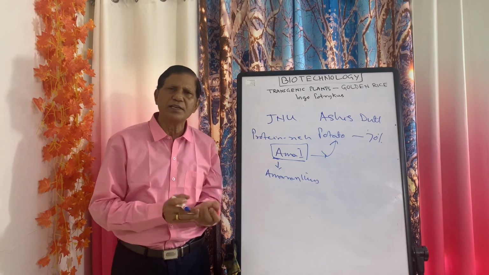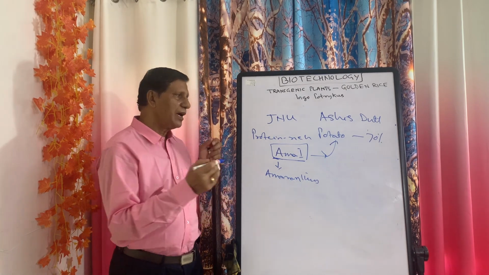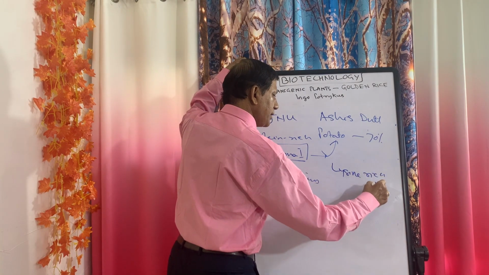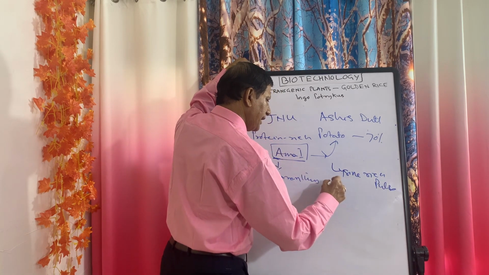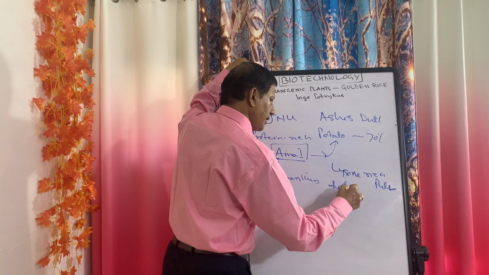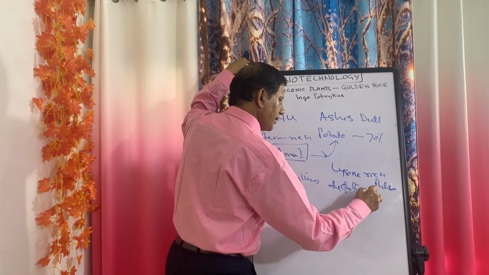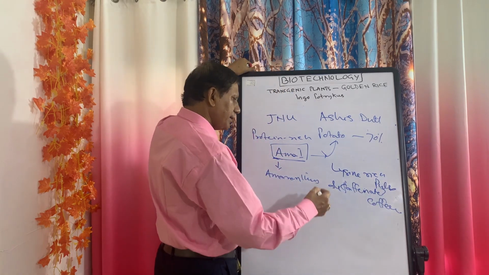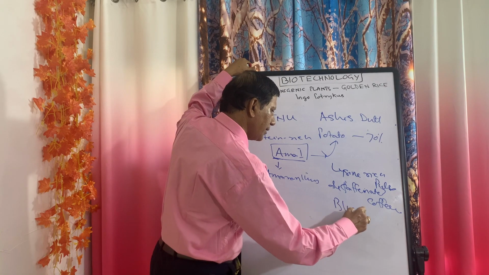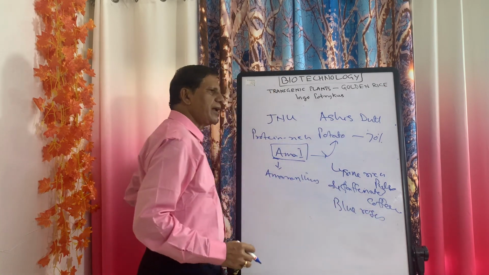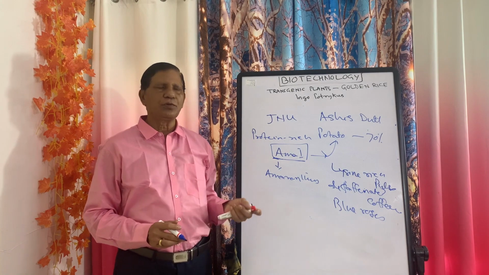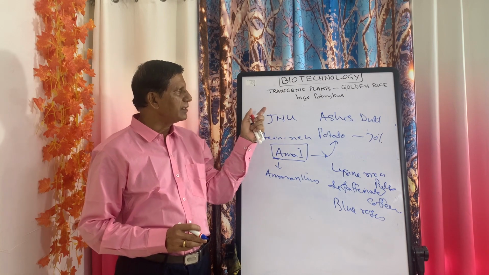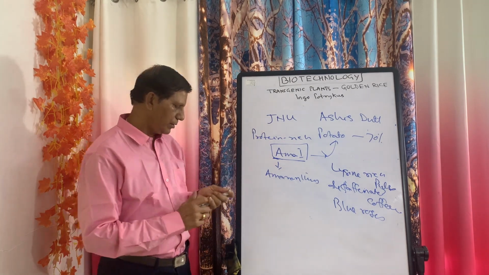Again, there are hundreds of examples, like production of lysine-rich pulse, decaffeinated coffee, then blue roses. Likewise, there are several examples which are produced through this recombinant DNA technology, and these are known as transgenic plants. Then I will give you questions.